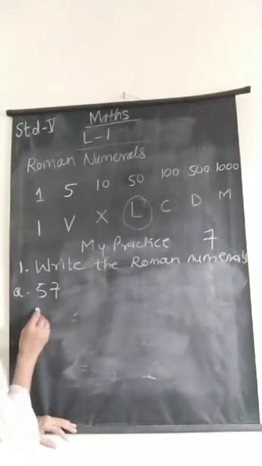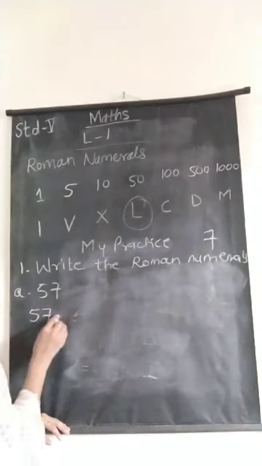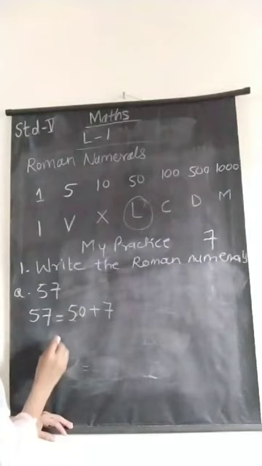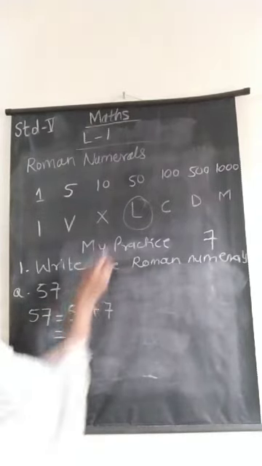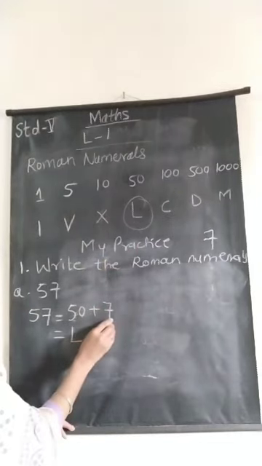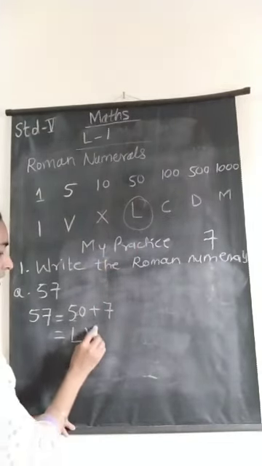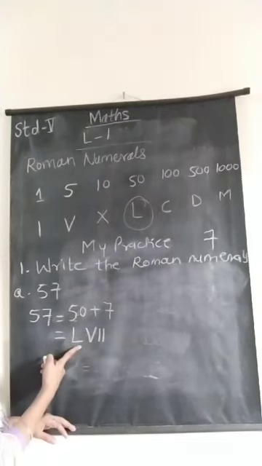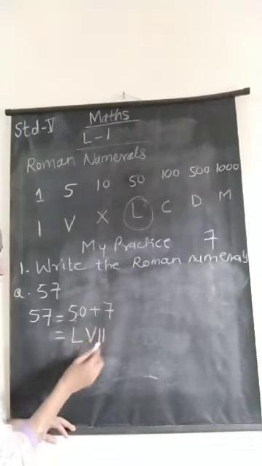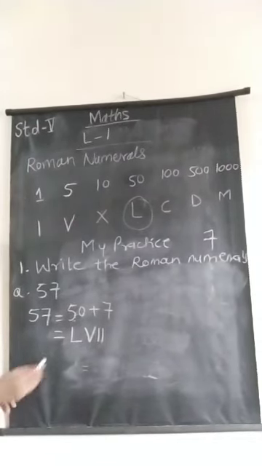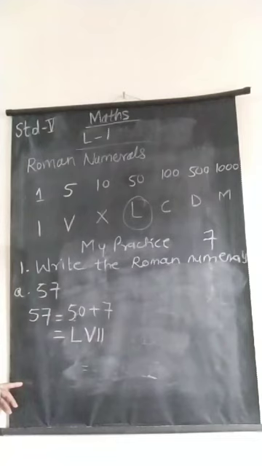57 can be written as 50 plus 7. 50 is written as L. And 7, how are we writing 7? V and two I's. That means this is 57 in Roman numerals. 7 can be written as 5 plus 2, so 5 and this 2. So 57 is LVII. Okay students.